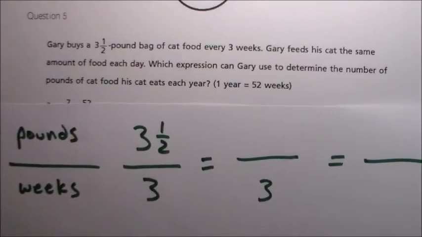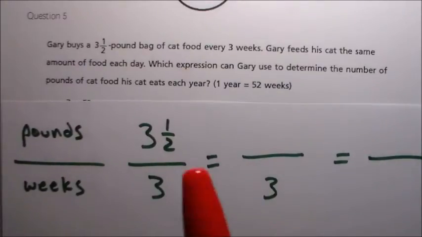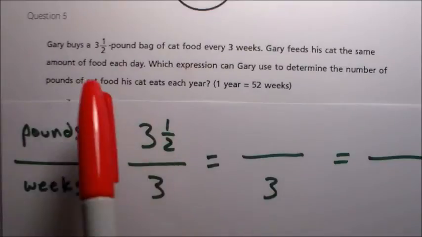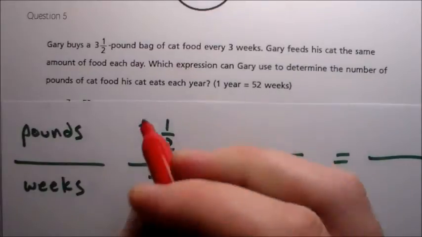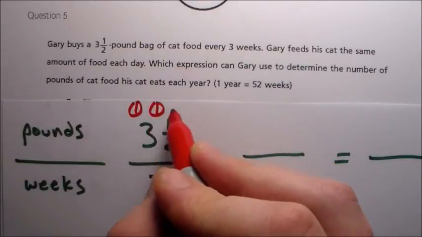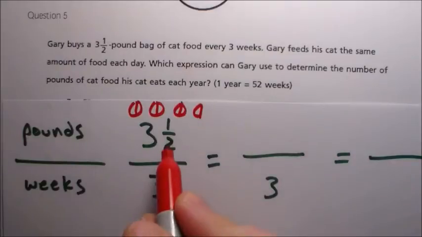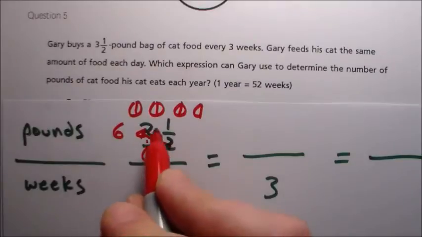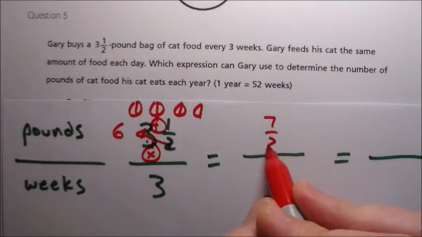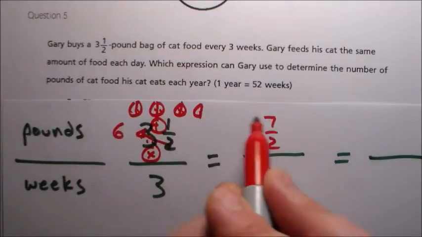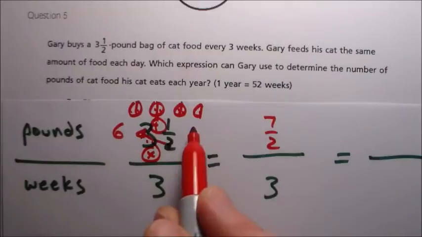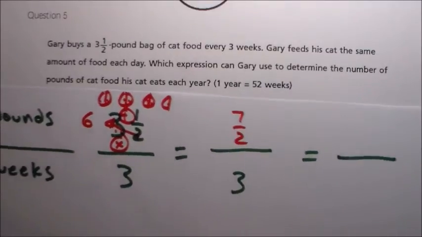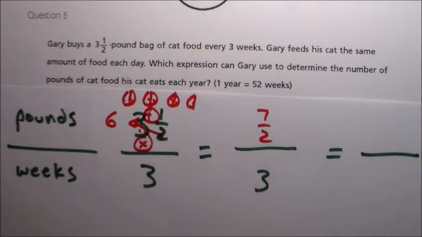We have pounds per weeks, right? And I'm going to set up a proportion. We have 3.5 pounds, because it says 3.5 pounds for every 3 weeks, so 3.5 pounds per 3 weeks. And another way of writing 3.5, we have 3 wholes and then a half. We do the multiplication through. 2 times 3 is 6. Then we add, and we get 7/2, right? Because we have 1, 2, 3, 4, 5, 6, 7 halves. 3 and 1/2 is equal to 7 halves. 3 times 2 is 6, plus 1 is 7. So we have 7 halves pounds per 3 weeks.